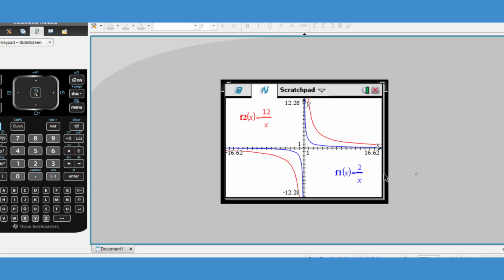Now, here's something that's very important. If we're just talking about 2 over x and we look at the two blue parts, those are not two separate graphs.